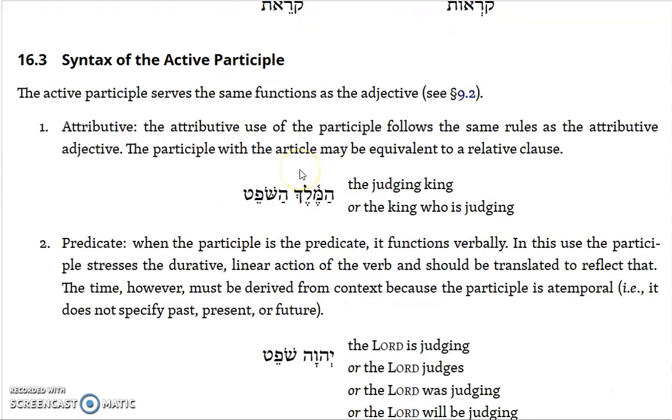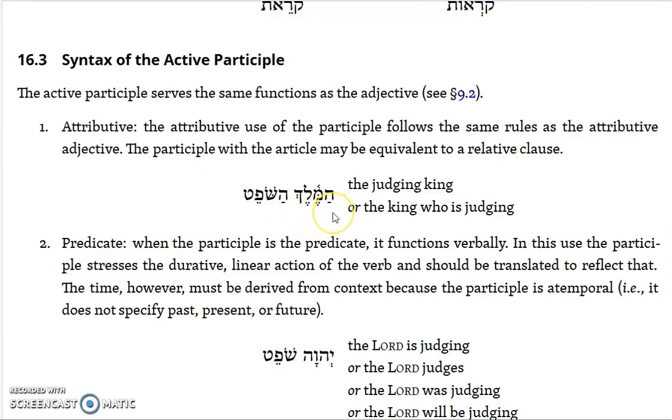Well, how do the participles actually work out in real life? Well, a participle is kind of a verbal adjective. So it's kind of like a verb, and it's kind of like an adjective. So it mixes the function of adjectives and verbs. As an adjective, it can be both attributive and predicate.